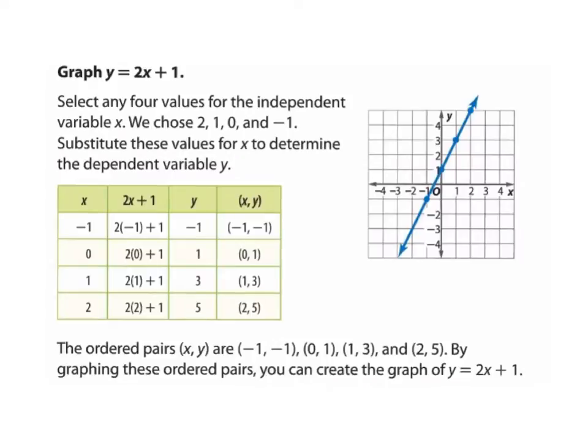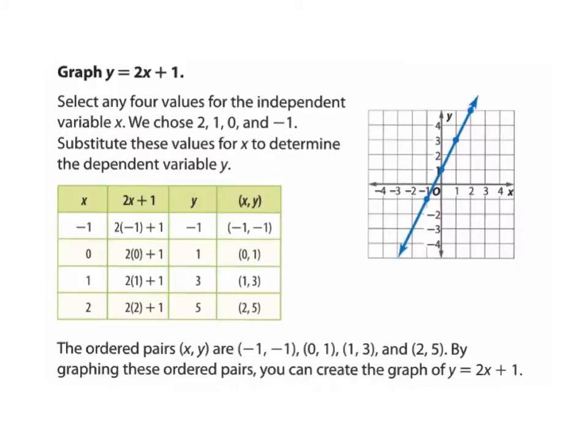Let's look at this example. Graph y equals 2x plus 1. Select any four values for the independent variable x. We chose 2, 1, 0, and -1. Substitute these values for x to determine the dependent variable. We will be using those exact numbers on our homework sheets. So we're going to continue to use -1, 0, 1, and 2.